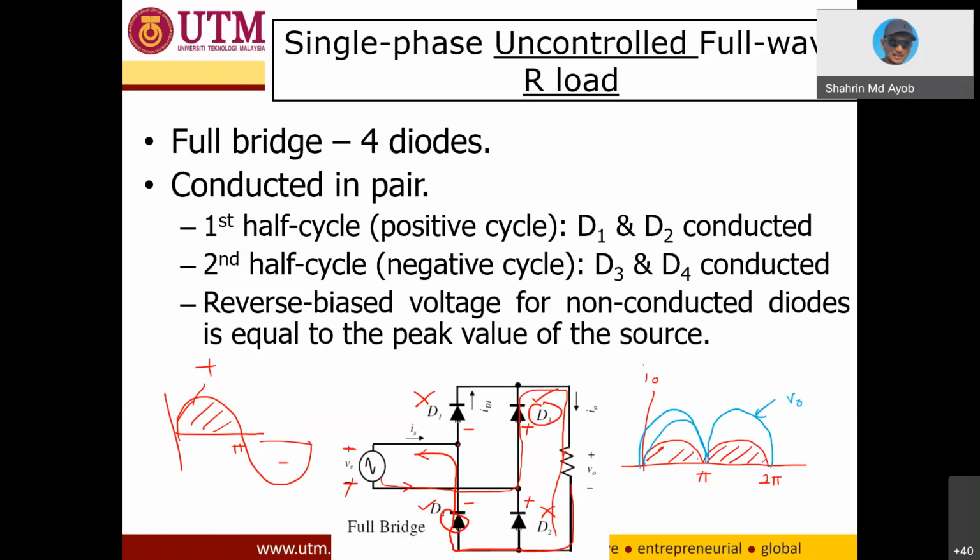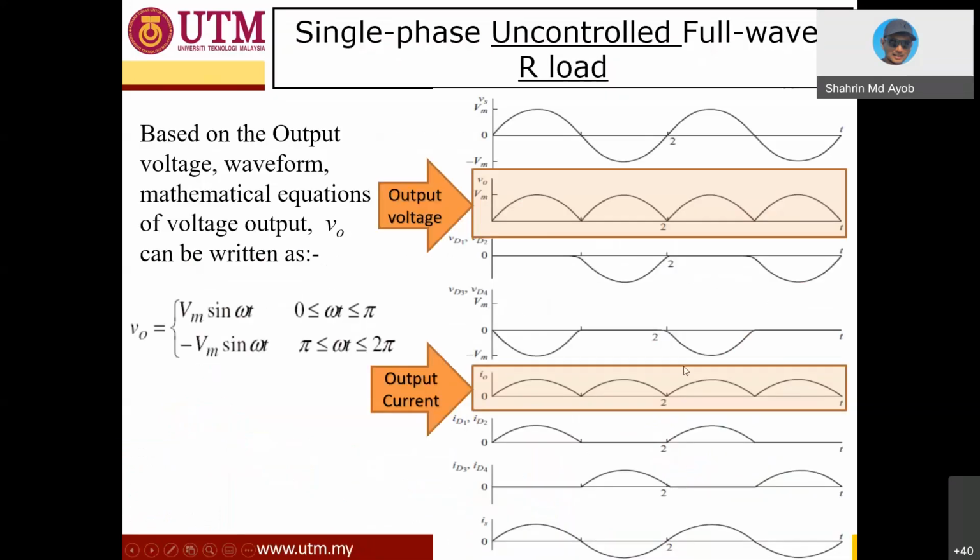Okay, so as you can see here, this one is your V source and this one is your V out. Same case for the current output. You have a full rectification.